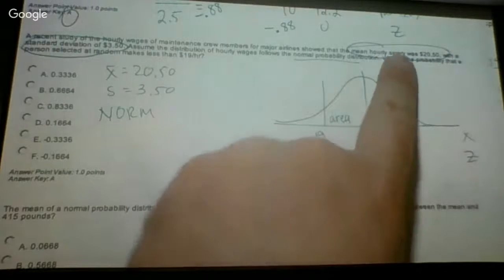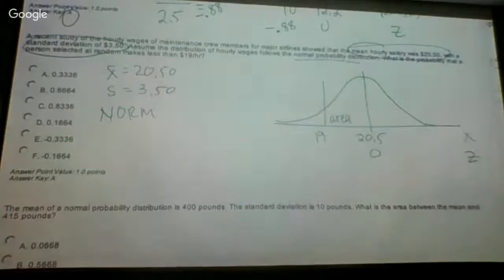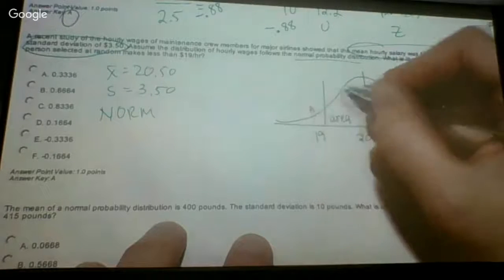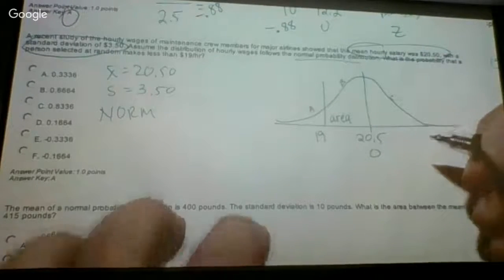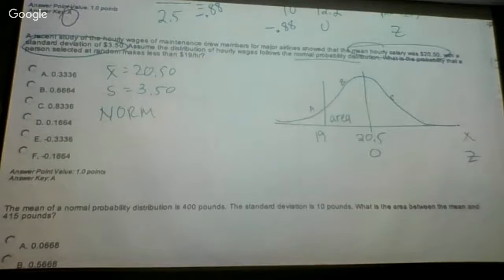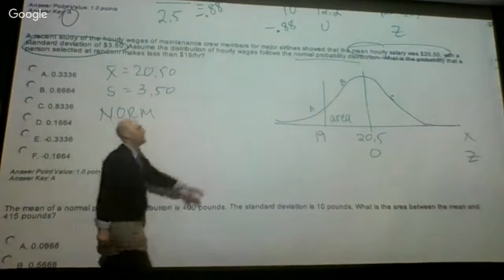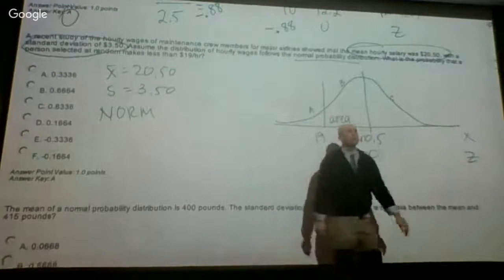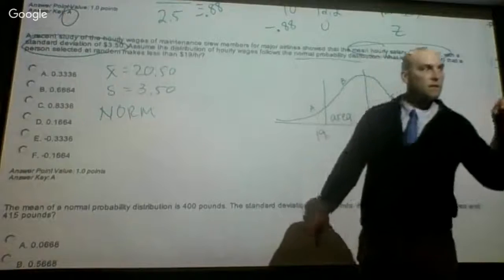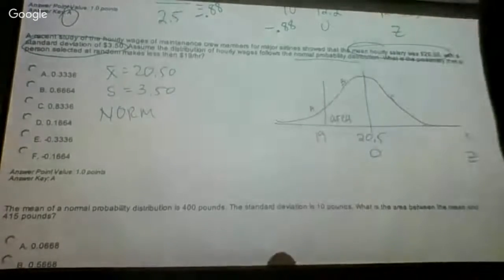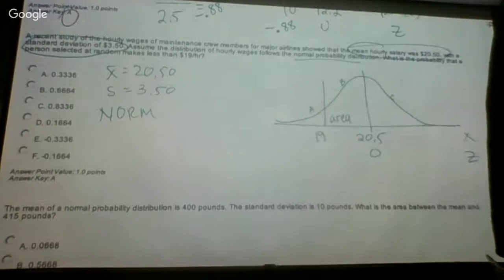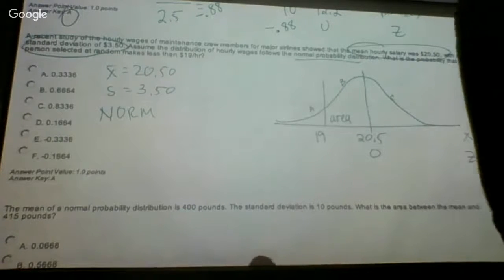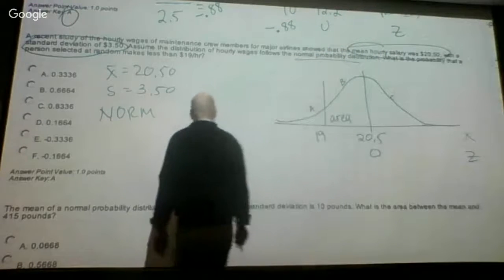Looks like this is the area that we're going to have. But the question is asking, what is the probability the person selected at random makes less than $19 an hour? I have 3 areas. I have A, I have B, I have C. Those are 3 different regions there. Which one of those is going to be the answer to the question? A is going to be the answer. B is the area that we look up in the table. B is not the answer to the question. A is the answer to the question.